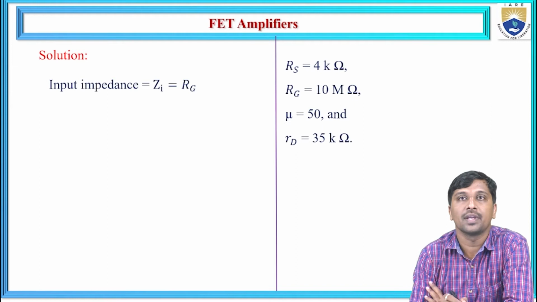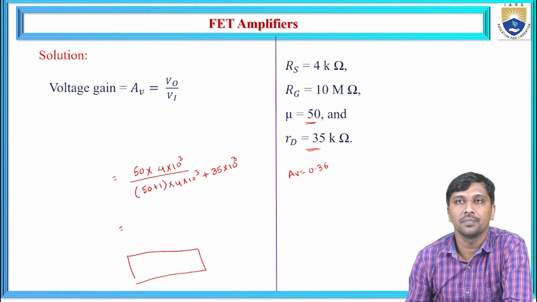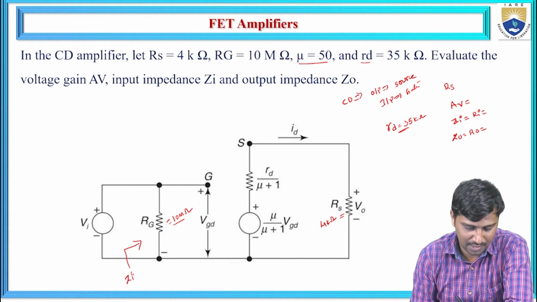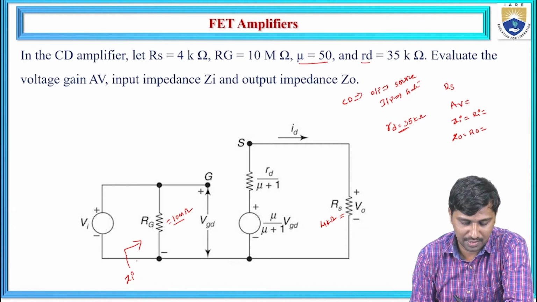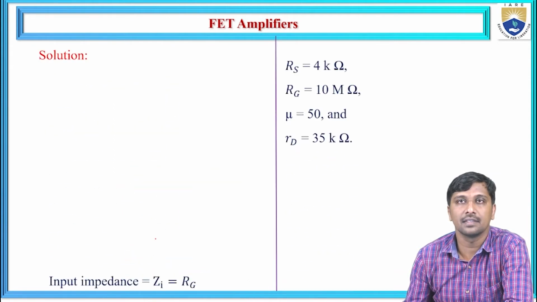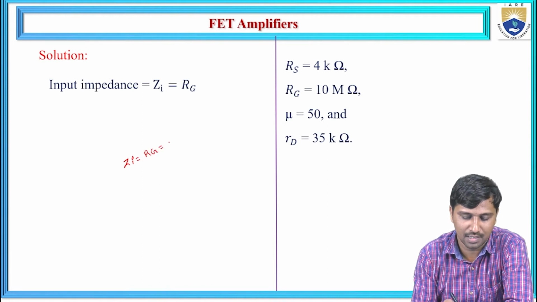Now similarly, we need to calculate the input impedance Zi. From the given circuit, the input impedance is determined by the gate resistance RG. Hence we consider the input impedance equal to RG. From the given specifications, Zi, that is RG, is equal to 10 mega ohms.